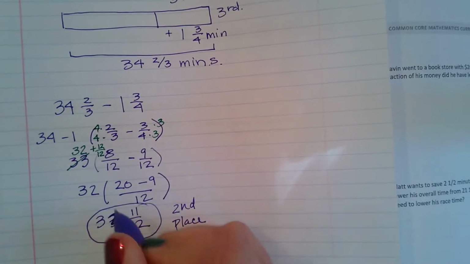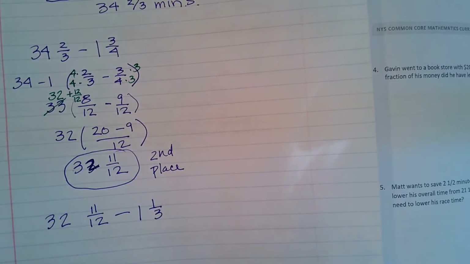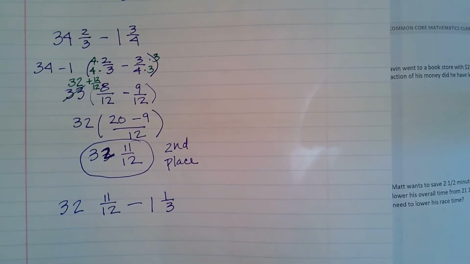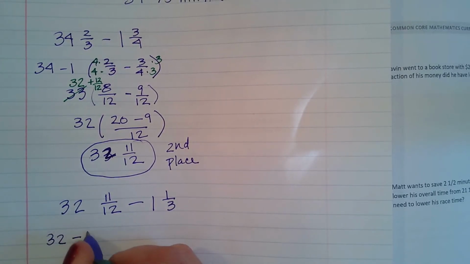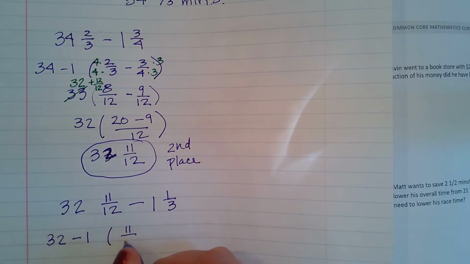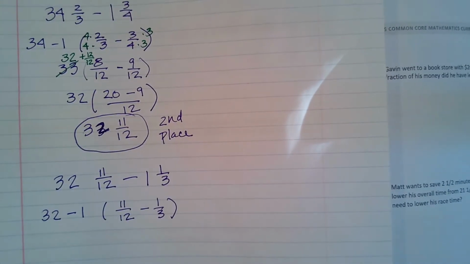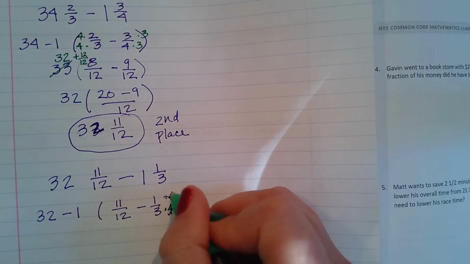Okay. All right, so here we go. Now, what do we do? What do we have to do in order to make this work? Well, 32 subtract 1, 11/12 subtract 1/3. How do we subtract two fractions? Well, we have to create that common denominator, right?